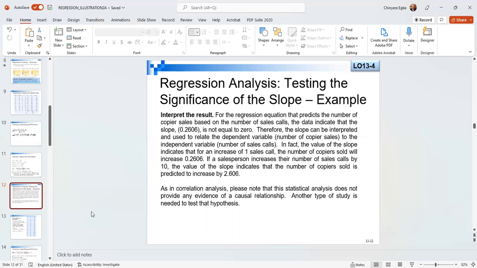So the next question is, does our estimate provide us a significant relationship? If your estimate does not provide you a significant relationship, then you cannot say that the values of X affect the values of Y. You just cannot say that.